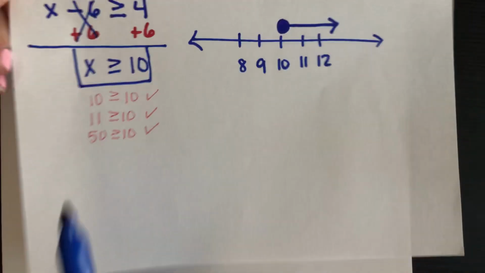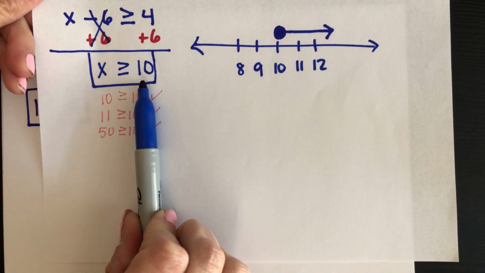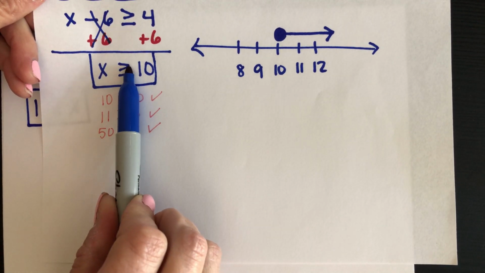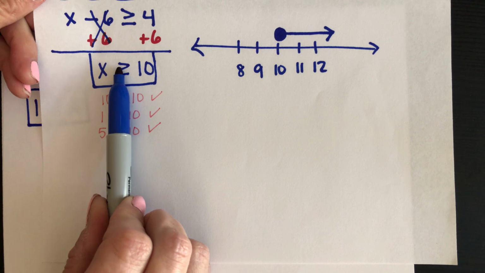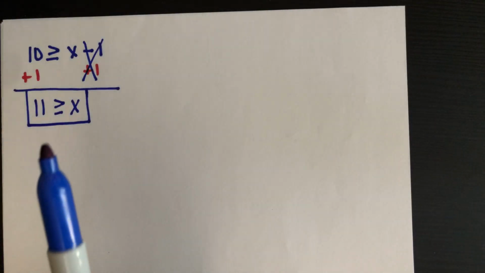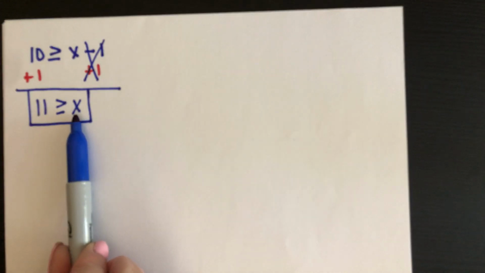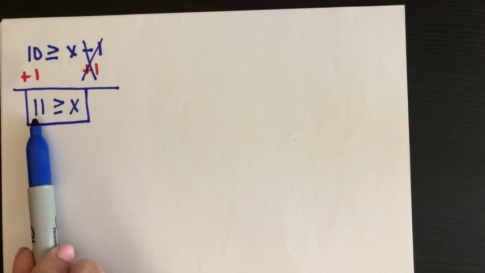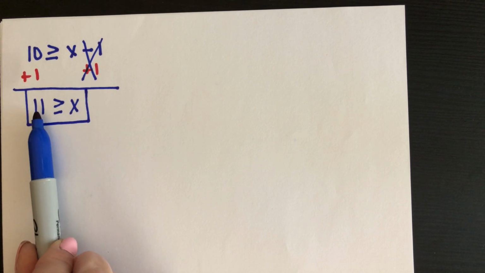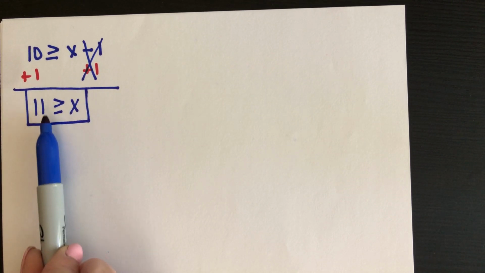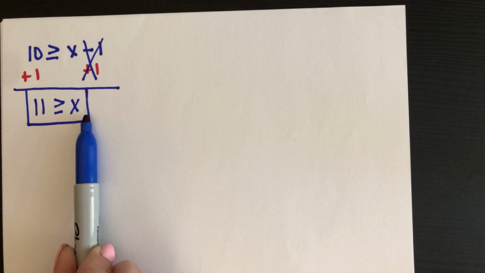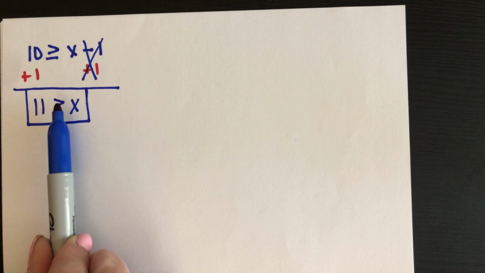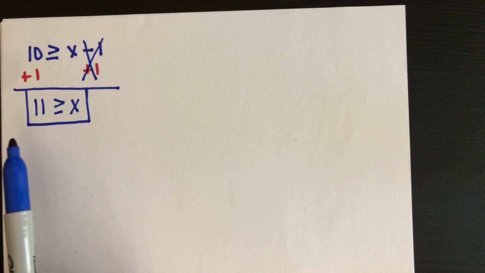But we've been reading them left to right. So for example, in this problem, we read x is greater than or equal to 10, because remember, the smaller number eats the bigger number, so wherever the open side is, it's going to be greater. So here, I read this as x is less than or equal to 11, because 11 has to be greater. So I'd say 11 is greater than or equal to x, but now I'm reading it backwards, and I'm saying x is less than or equal to 11.